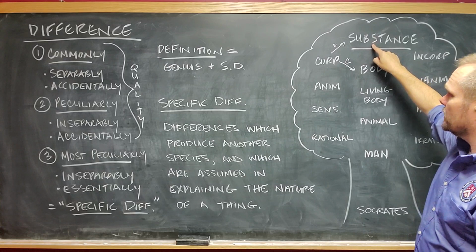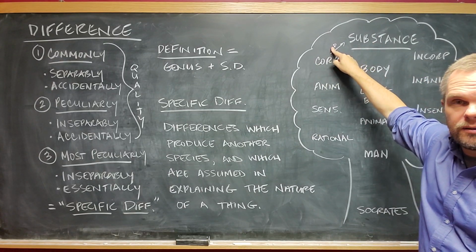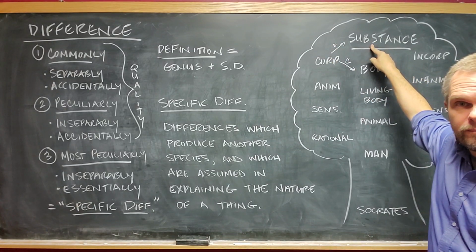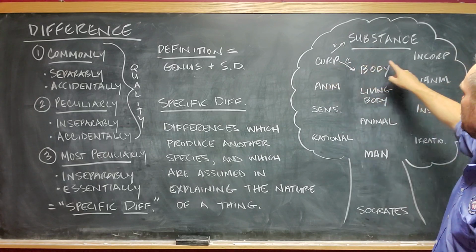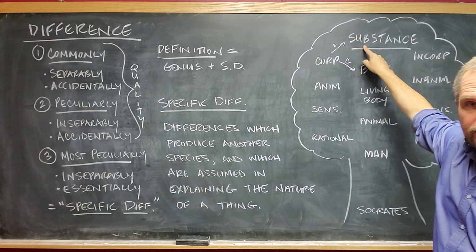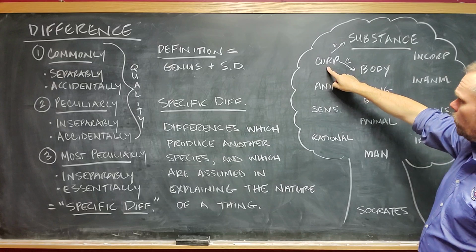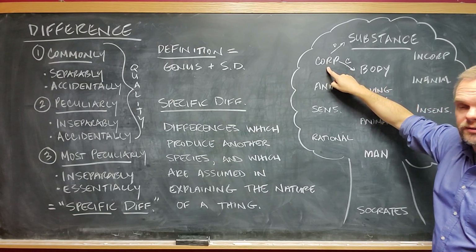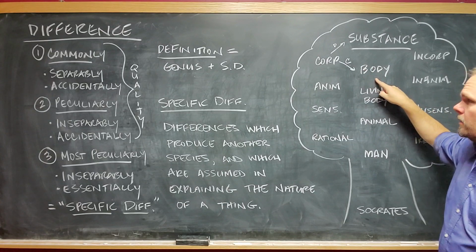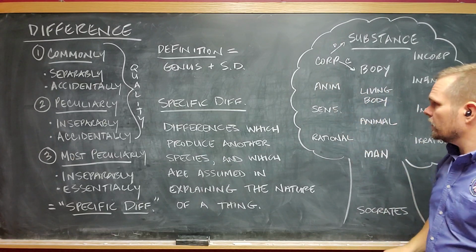As regards substance, corporeal is divisive. It's the difference by which the genus is divided. So corporeal and incorporeal divide substance. They're the divisive differences. But corporeal, as a difference, constitutes body. Body is constituted of corporeal as a difference.